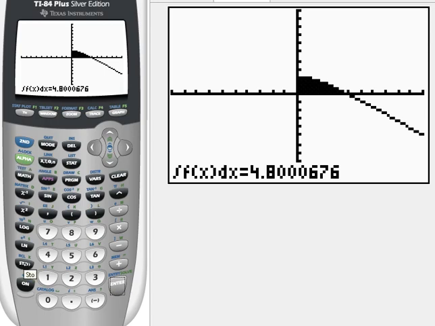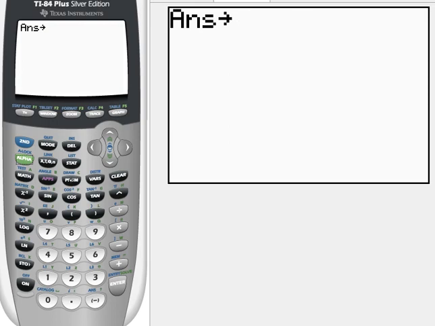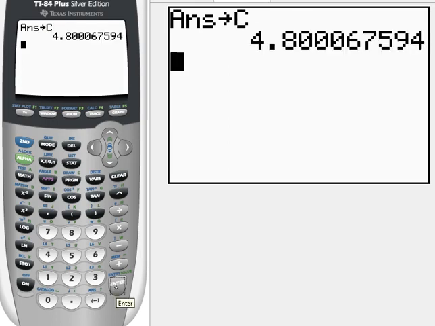If I was to store that in alpha C, and I said that my answer for that particular one, I believe, was, well, that's one that we weren't asked for in this problem, but the area under that curve would be 4.8 something or other. Alright, I'm going to go on from there.